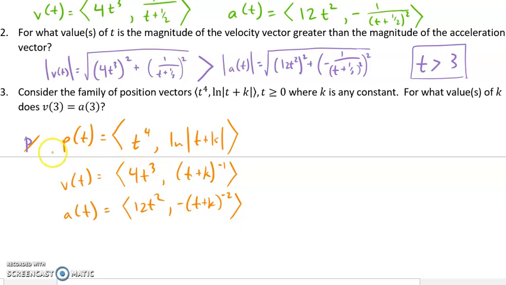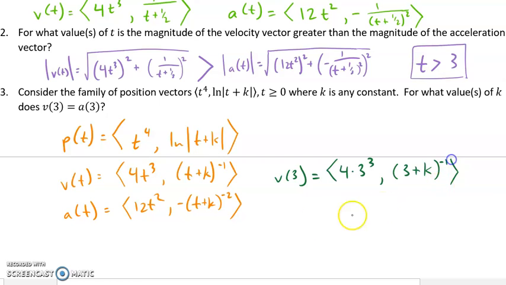All right, so that is the first step, right? We need to figure out what's going on with those particular values. Now we want to evaluate v of 3 and compare that to a of 3. So v of 3, that's going to be 4 times 3 cubed, and then we're just replacing the t with 3, so this is going to be 3 plus k. K is something that we're looking for. We don't know what k is yet.